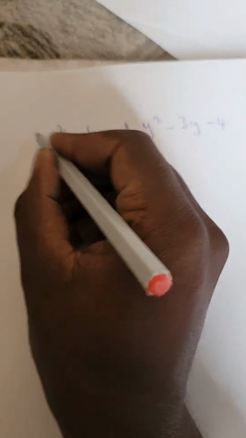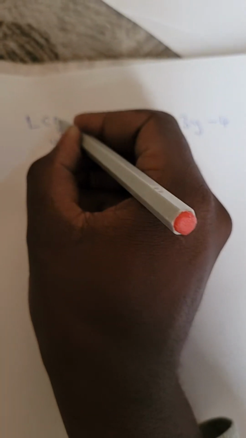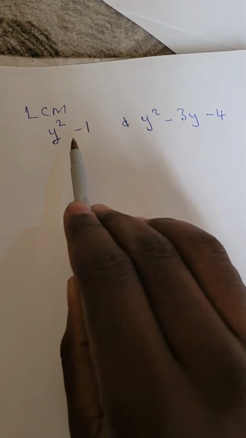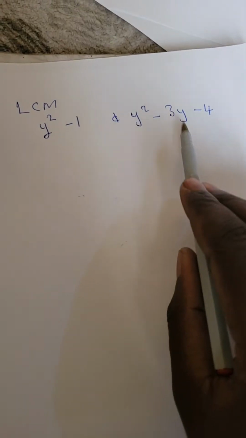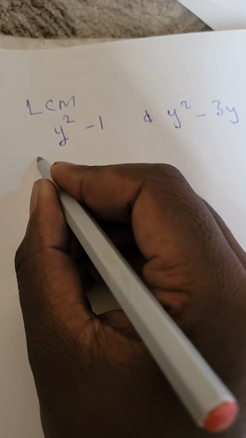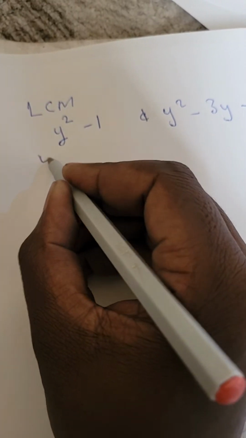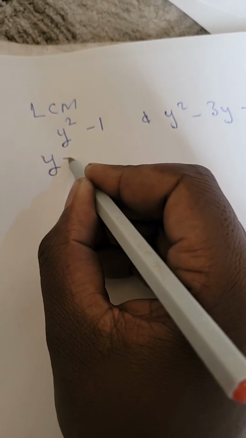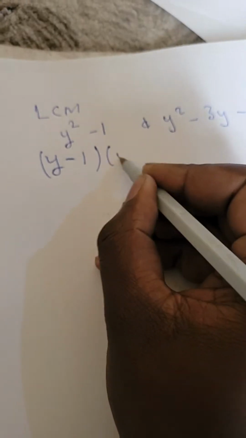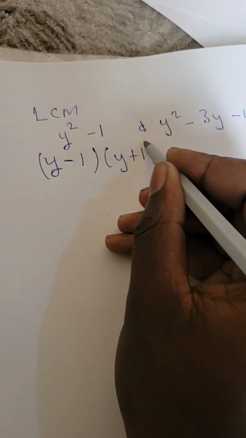Okay, so the first stage here, remember, I want to find the LCM of these equations. So this one is factorization of difference of two squares. This one is factorization of product and sum. So the first stage is to factorize all of them. So let's factorize y squared minus 1. It's difference of two squares. So y squared minus 1, when you factorize it, it's y minus 1 and y plus 1.